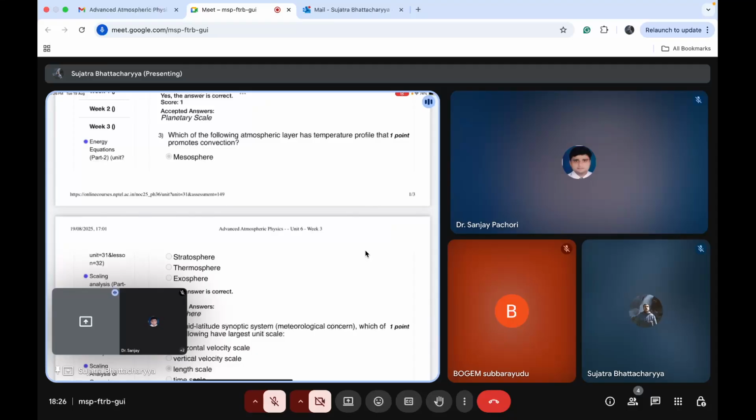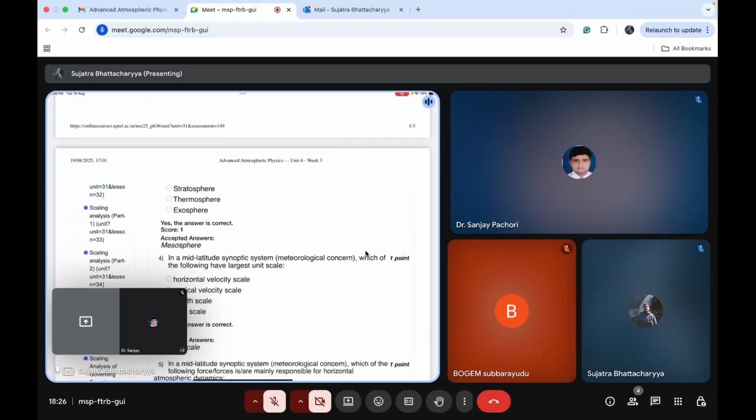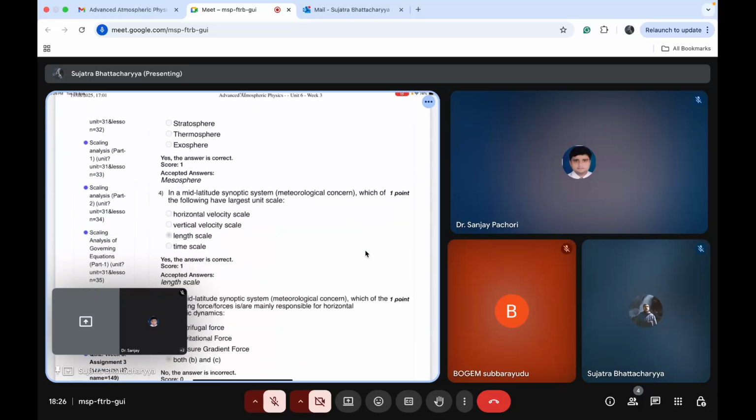But it will not promote convection there for sure because there is no moisture. Moisture availability happens only near the surface in the troposphere, or rather the lower troposphere. So mesosphere is the correct option, but I would say this question is incorrect because it will never promote convection. But yes, the temperature profile is similar to the troposphere, which promotes convection. Okay, so mesosphere is the correct option. Fine. Let's go to the fourth one.